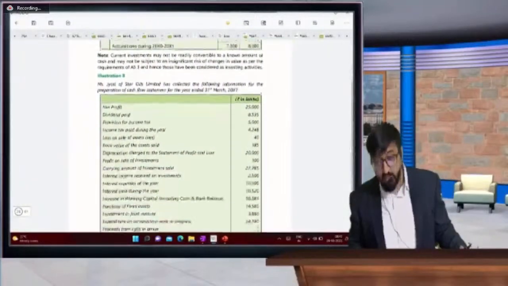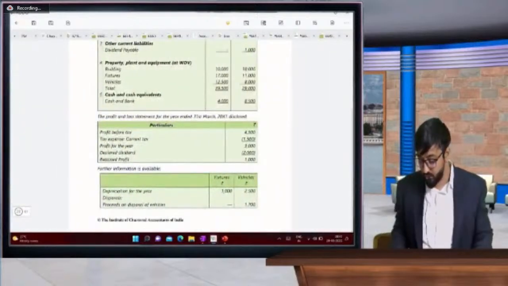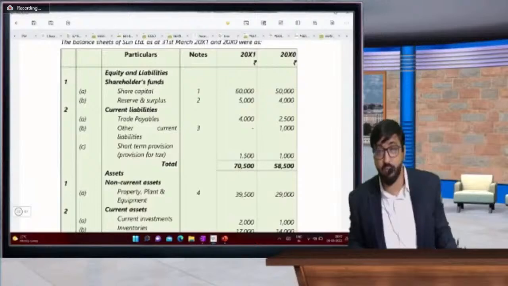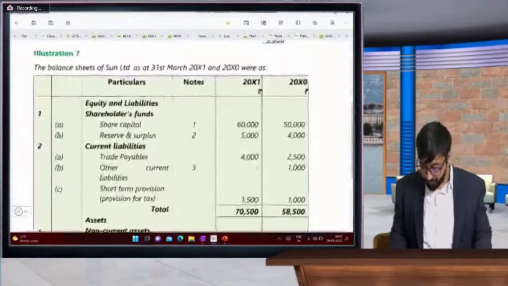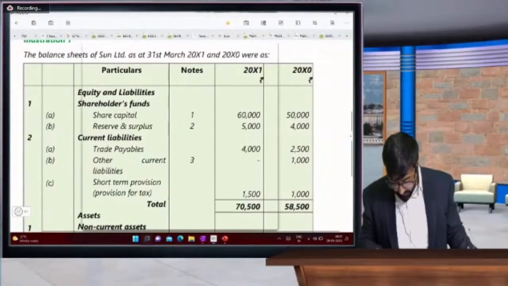In the next session, it's my request to all of you, go through all these illustrations once, and finish all of them. In the next session, only difficult questions we are going to start. Okay, ILU 7, we will do it taking time.